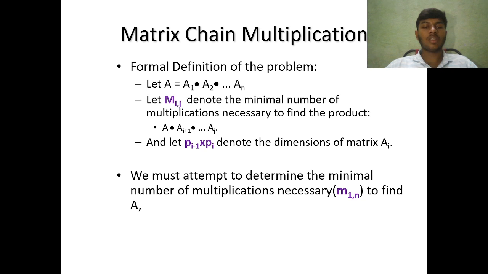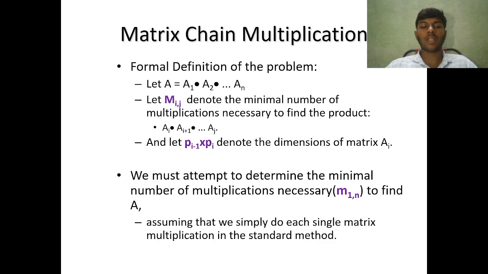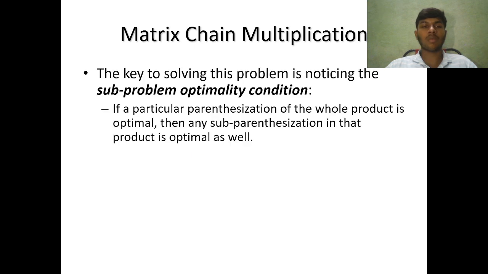That is Ai into Ai plus 1 and so on to Aj. Let p(i-1) by p(i) denote the dimensions of matrix Ai. We must attempt to determine the minimal number of multiplications necessary, m[1, n], to find A, assuming that we do each single matrix multiplication in the standard method.